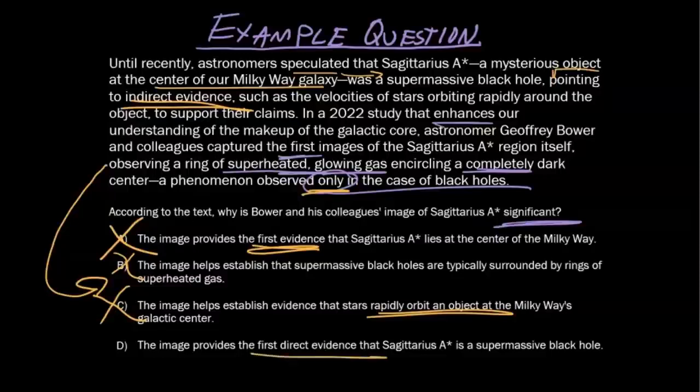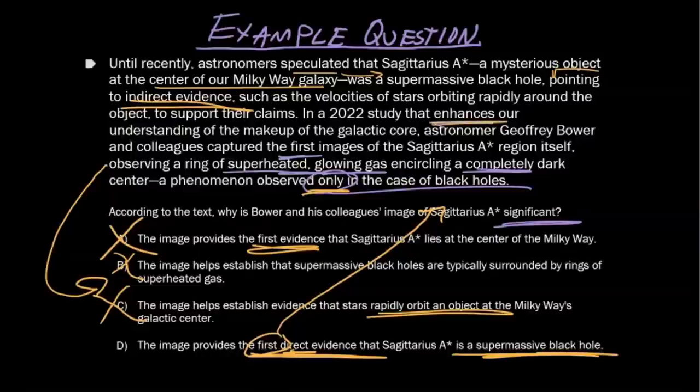Now, the image provides the first direct evidence. This is significant. Again, we're tying back, we're correlating our question text answer here. All right, the first direct evidence that Sagittarius A is a supermassive black hole. This is true, okay? We are enhancing our understanding of the makeup, and we are capturing the first images of the Sagittarius A region and proving that it has to be a black hole, because this phenomenon is only observed in the case of black holes, making our answer D.